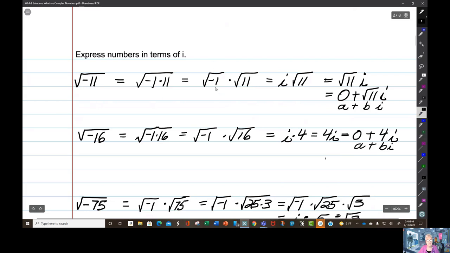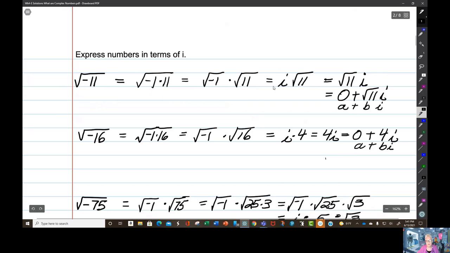We call the square root of negative 1 i. So the square root of 11 i, with the i behind, not underneath the radical, is how this would be written. Or sometimes, and you have to read the instructions, you're asked to change this, the square root of negative 11, into a plus bi form.